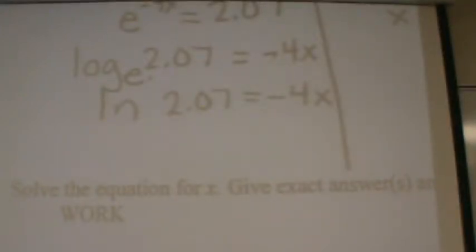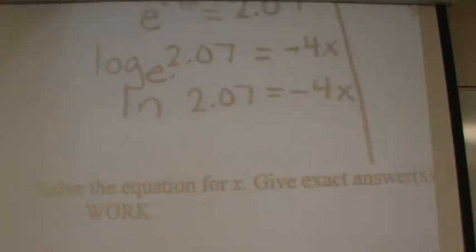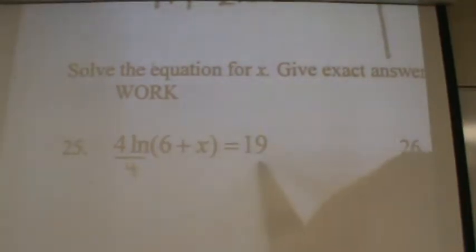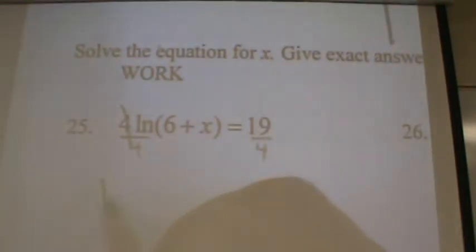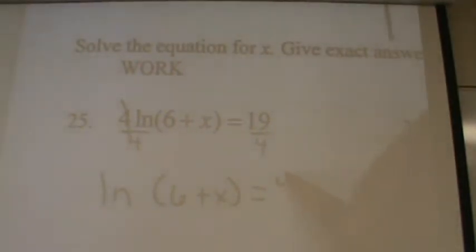For number 25, what would you do for this problem? You could do this in a couple different ways. You can get rid of this 4, you can divide both sides by 4. So you have ln of 6 plus x equals whatever that is, and then what would you do? 19 divided by 4 is 4.75.